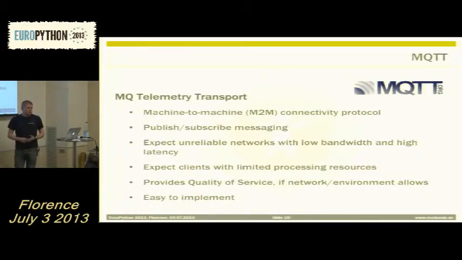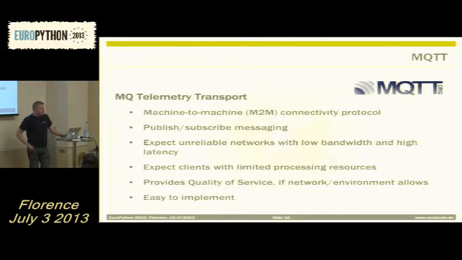It's a machine-to-machine protocol originally developed by IBM. The architecture behind it is a publish and subscribe architecture, sending messages. MQTT was designed to not expect good networks, because many small devices and sensors are not connected to high bandwidth networks, but to very, very slow or sometimes broken low bandwidth networks, and sometimes with high latency too.